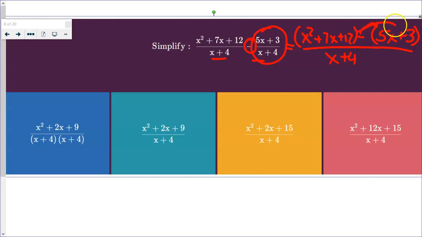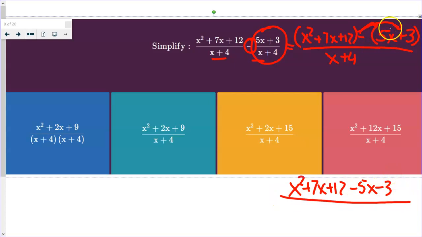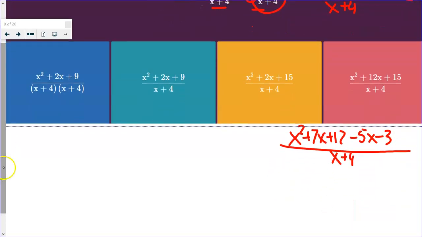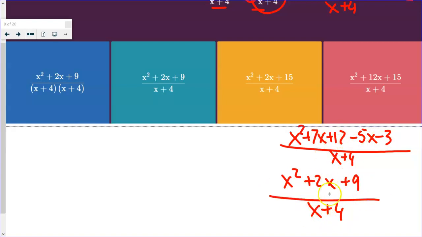Now we're going to distribute this negative. So that would leave me with x squared plus 7x plus 12 minus now 5x minus 3, okay? So don't forget you distribute the negative to both, over x plus 4. And of course, we're only combining like terms. So x squared is the only one, 7x minus 5x is positive 2x, and 12 minus 3 is positive 9 over x plus 4. So this is going to be the answer right here.